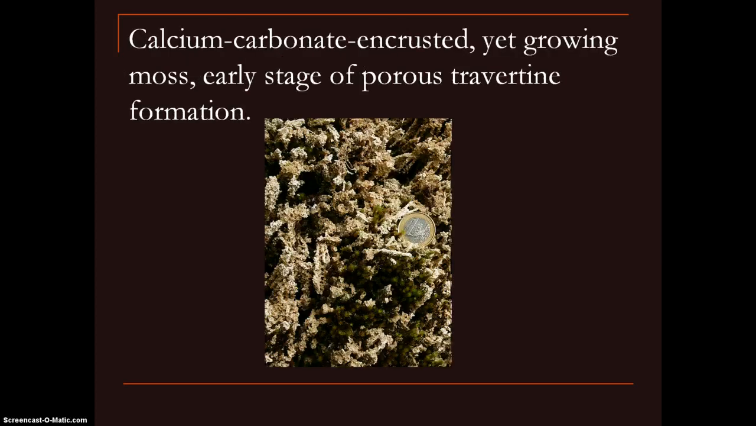So, travertine is a type of limestone composed of material called calcium carbonate, which is produced from deposits built up over time from rivers, springs, and other water sources. So this is travertine in its early formation.